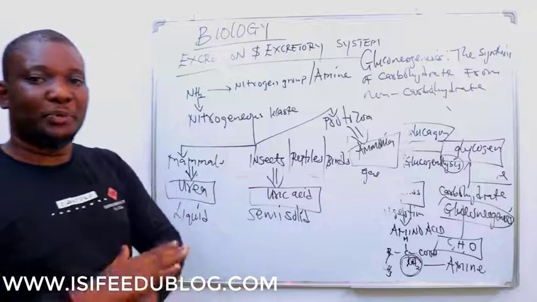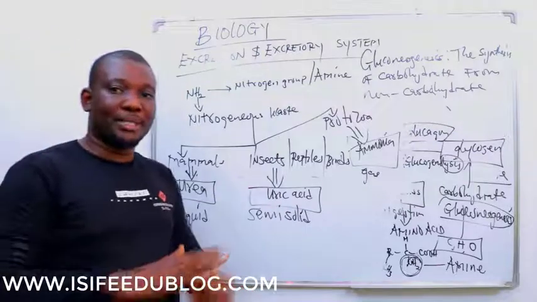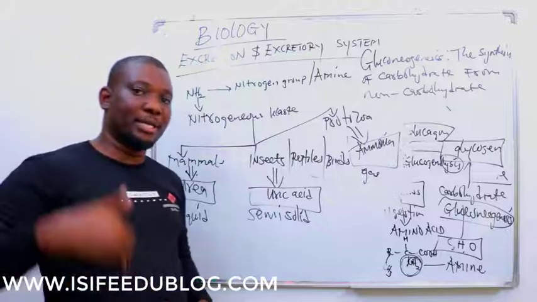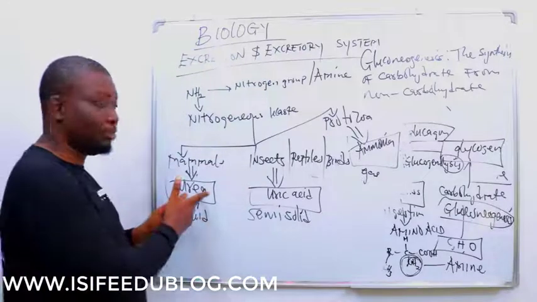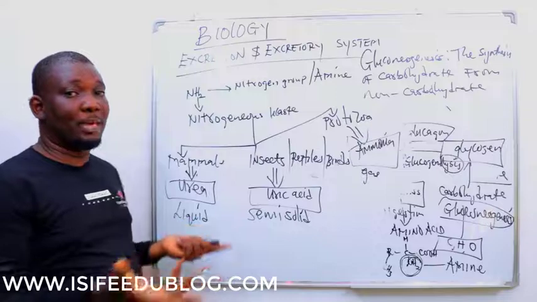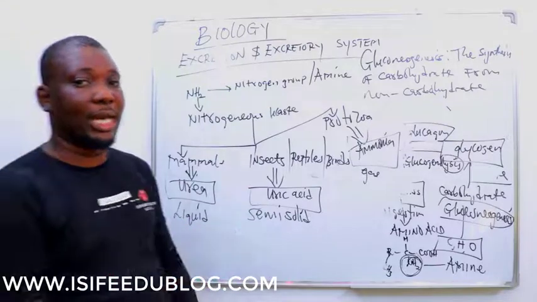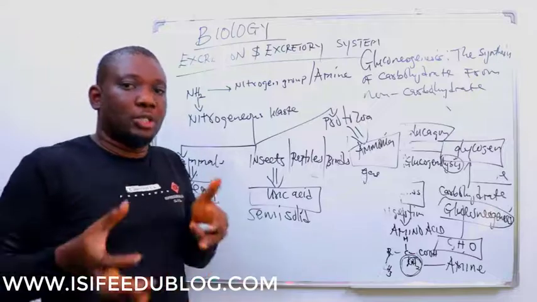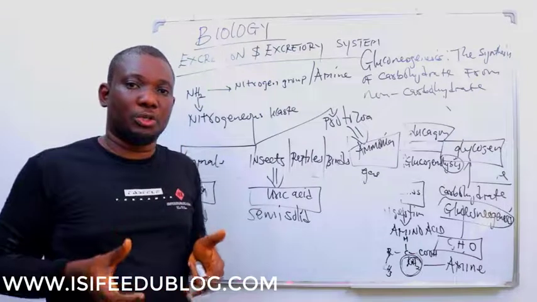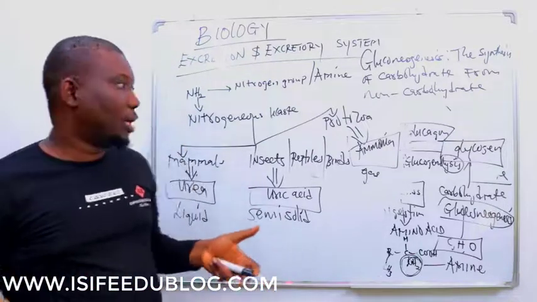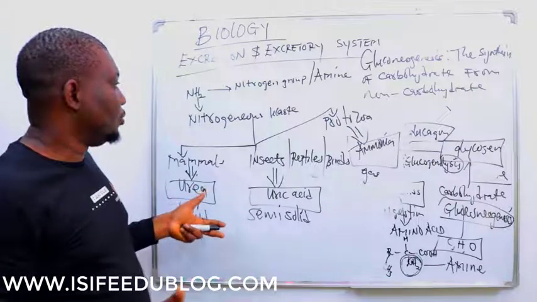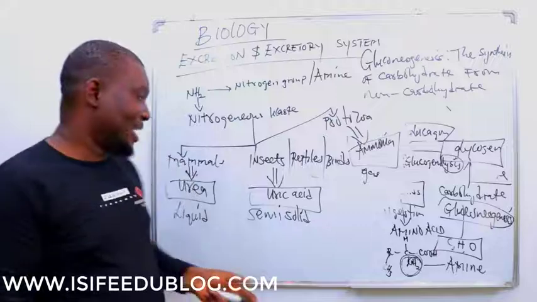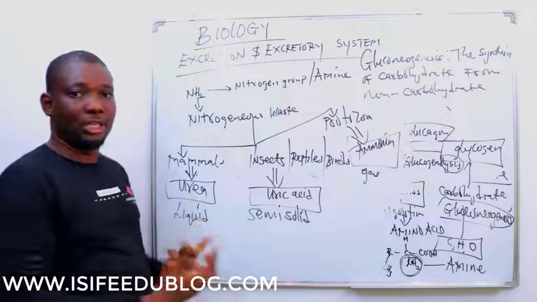Basically, the form of nitrogenous waste removed by such an organism will be urea. And an example is mammals. Mammals are organisms that do not have the problem of conserving water. So because they do not have the problem of water conservation, they can remove their nitrogenous waste as urea, which is a large liquid waste.